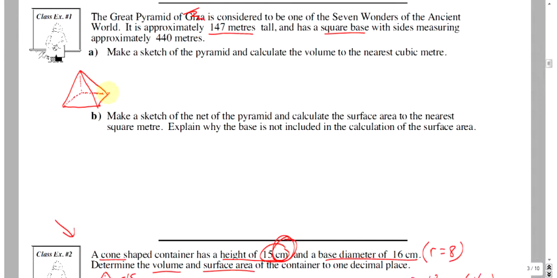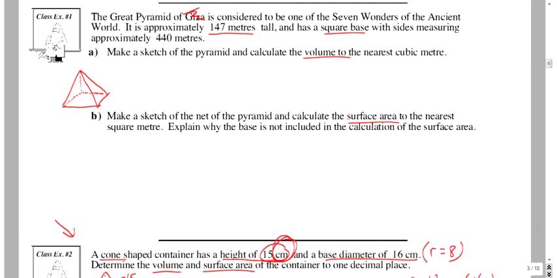Like I said, they're all going to be right pyramids, right? They're not going to be crooked ones. There's not a lot of room here. Okay, sketch of the pyramid. Two steps. First volume, then surface area. Let's do the easier one first.